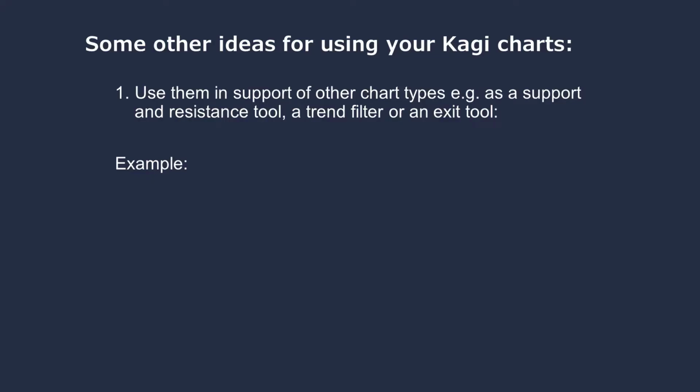Now, you don't have to use these Kagi charts as your main trading weapon. You can use them as a supporting tool. You might be using Heikin-Ashi charts, candlestick charts, and you use the Kagi chart as a support and resistance tool, or a trend filter, or an exit tool. So let's take a look at an example of how we could do that.